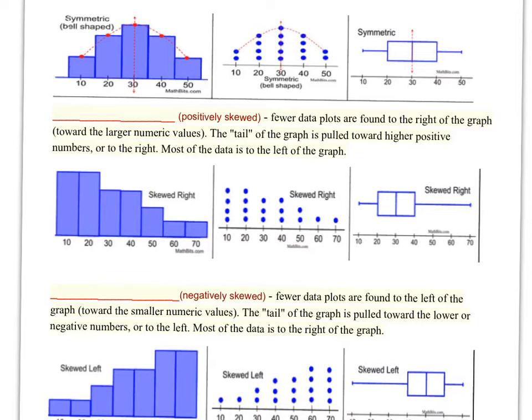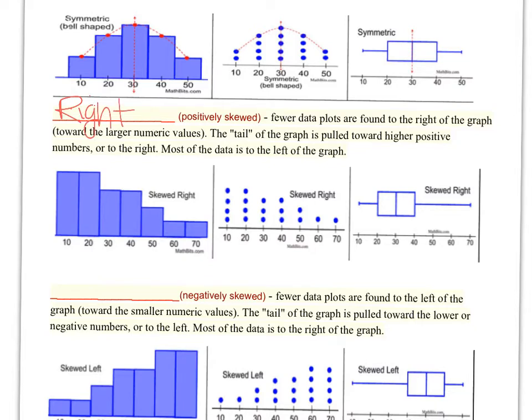This means that fewer data plots are found to the right of the graph, meaning in this first example, this histogram, let's say that these were test scores. So fewer kids scored 70 than they did 10. So there's kind of this tail of data. And the graph is pulled toward the higher positive numbers or to the right. So most of the data is to the left of the graph, but we call this right skewed or skewed right. So we're going to put right up here.